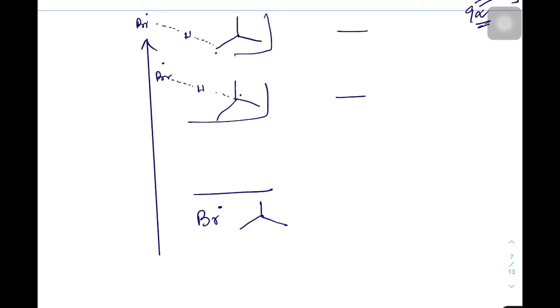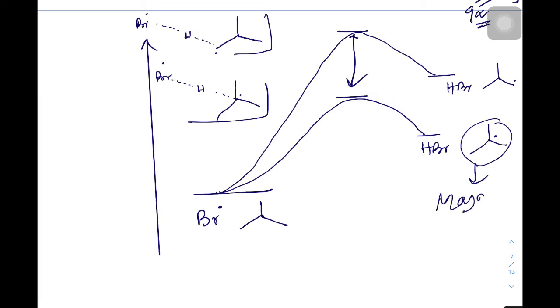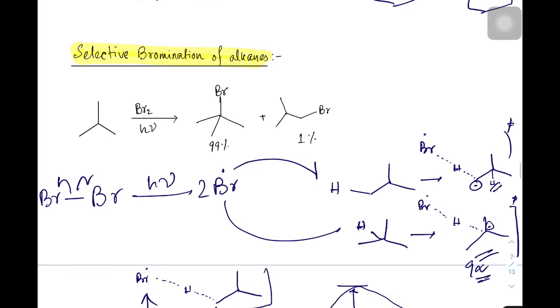So of these two states, it will go this way and give HBr and this type of radical, and if it goes this way, it will also give HBr and this radical. Due to being lower in energy, this will be the major product and the corresponding bromine product will be major. 99% will get this product.